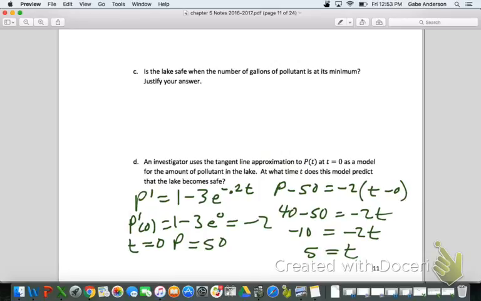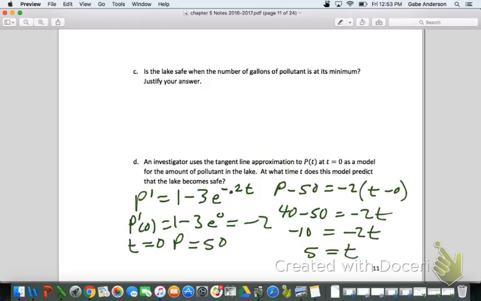Or is it days? Yeah. Sorry, I lost my units there. I don't have them in front of me. So 5 days. Now, think about what this means. If you think back to what we said in part B and C, remember in B we found the time when the pollutant was at a minimum. Wasn't that like 5.493? So this number 5 is pretty close to that, right? That makes sense. So this would be when the lake becomes safe.